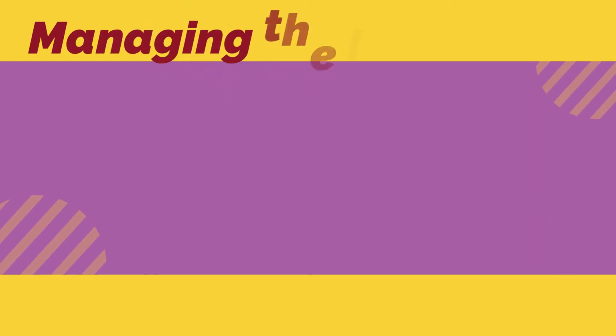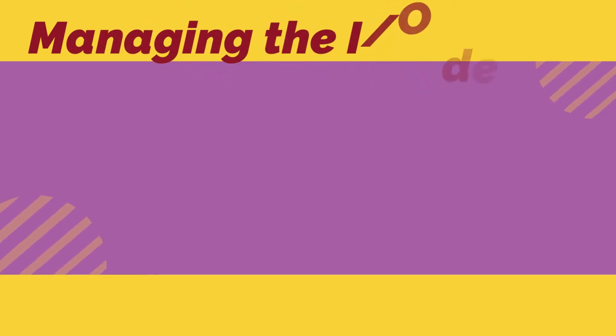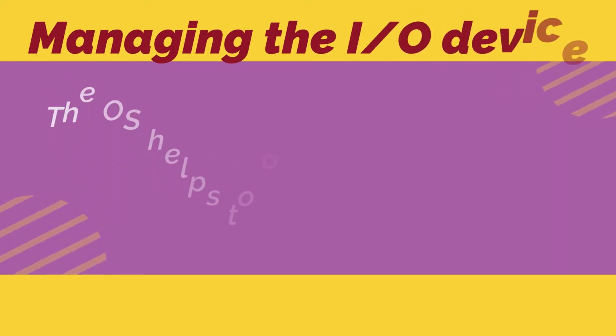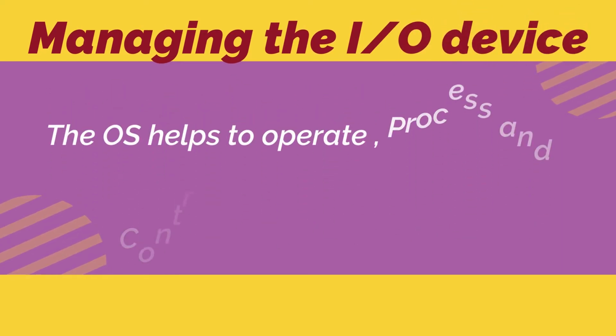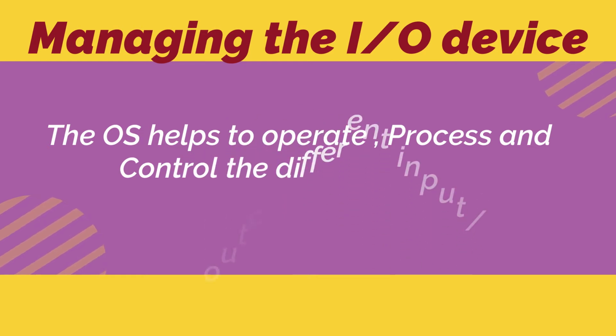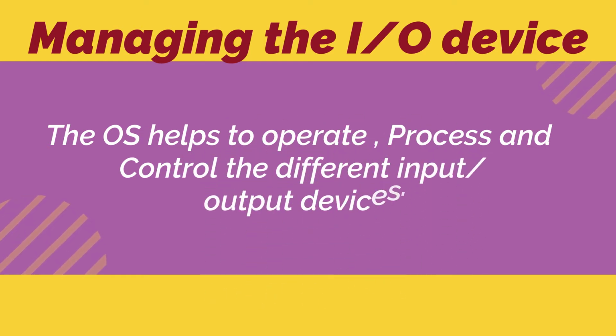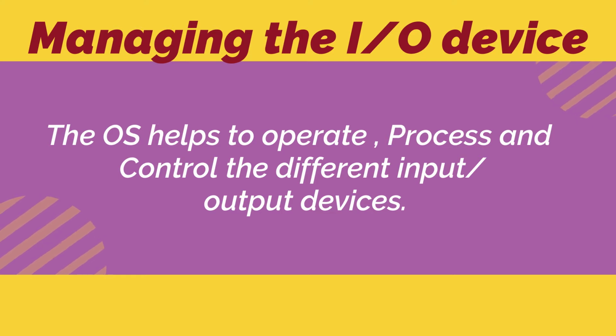The next topic is managing the input and the output devices. The operating system helps to operate, process and control the different input and output devices like the keyboard, monitor, mouse, etc. So the operating system controls those hardware devices basically.